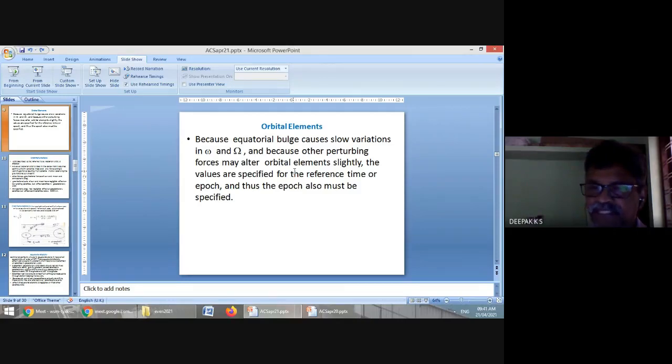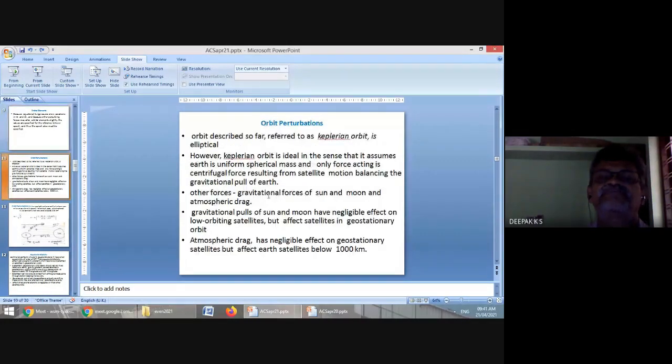You can specify the elements with a reference time, usually, because many of our assumptions are not correct. The equatorial bulge is there, it will create some variation, and there are other perturbing forces which alter the orbital elements. So these values are slightly varied. So there are some perturbations. The orbit described so far is referred to as a Keplerian orbit, which is elliptical.